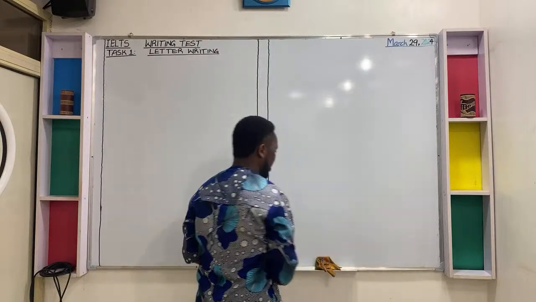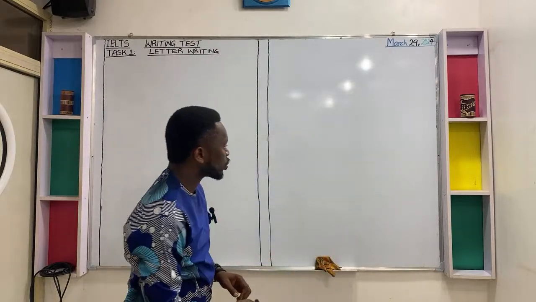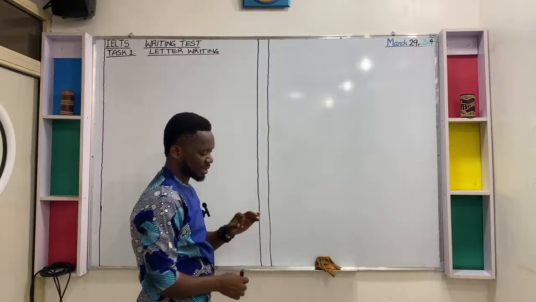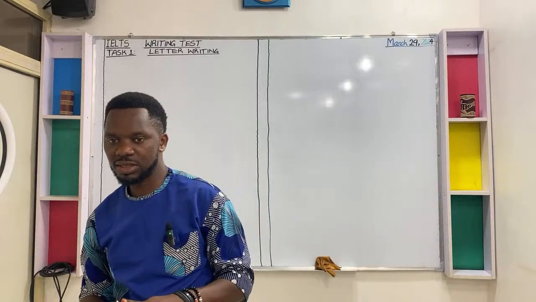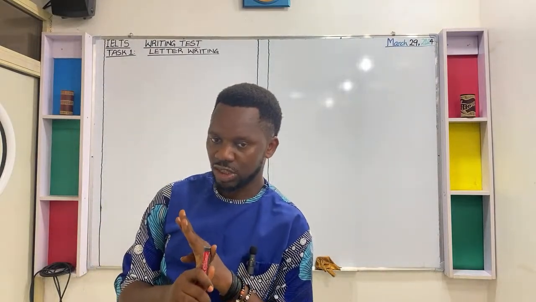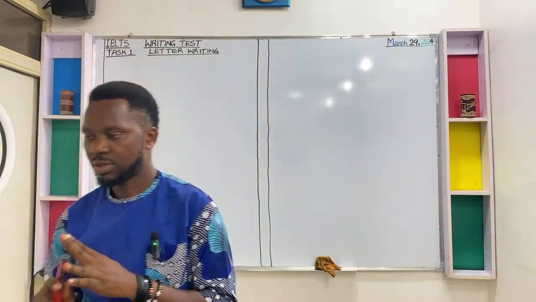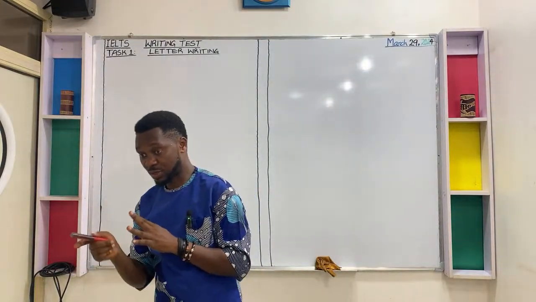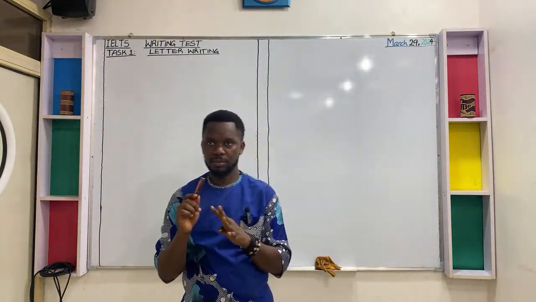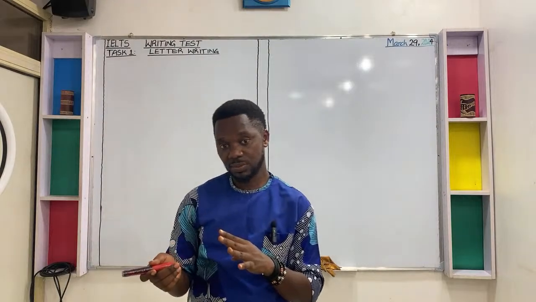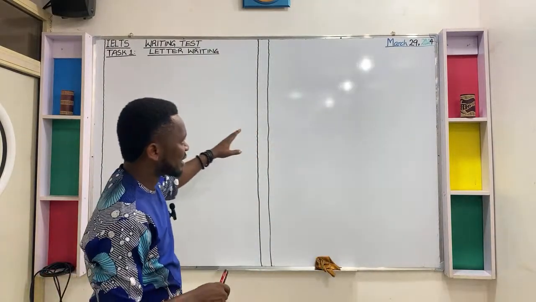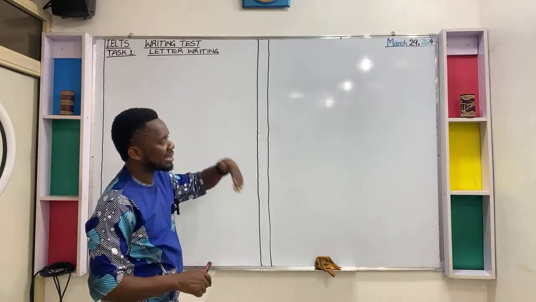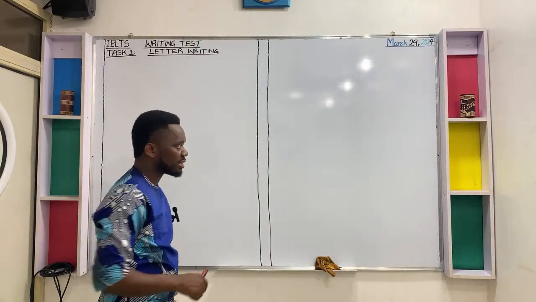Now, in letter writing, examiners also make use of the 4 yardsticks to evaluate your write-up. Do you remember the 4 yardsticks? Task achievement, lexical resources, vocabulary, task cohesion and coherence, grammatical range and accuracy. These are the 4 yardsticks examiners would use to assess what you have written.